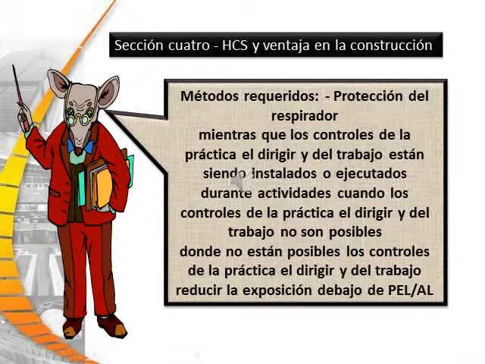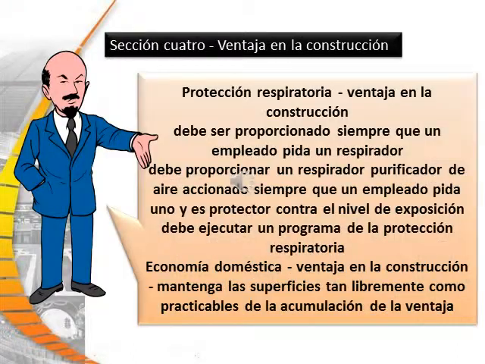Respirators are used when engineering and work practice controls are not feasible to reduce the level below the PEL. Respiratory protection must be provided whenever an employee requests a respirator, and the employer must provide a powered air purifying respirator whenever they request it, and it must be protective against the levels of exposure. They must also implement a respiratory protection program.